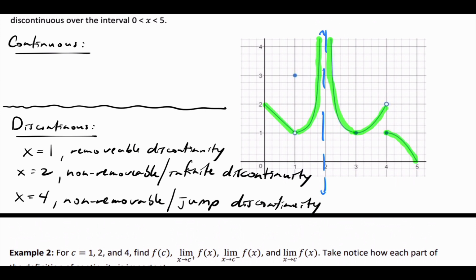Okay? So that's where it's discontinuous. That's where it's not continuous. At 1, at 2, and at 4. My next question is, then where is it continuous? So it's continuous at 3. Where else? 0. So it's continuous everywhere there's green, right?